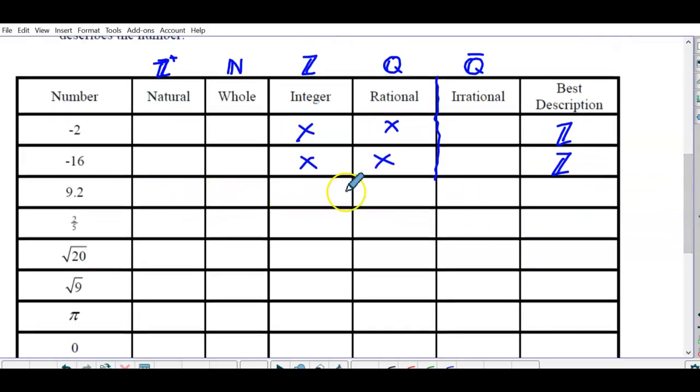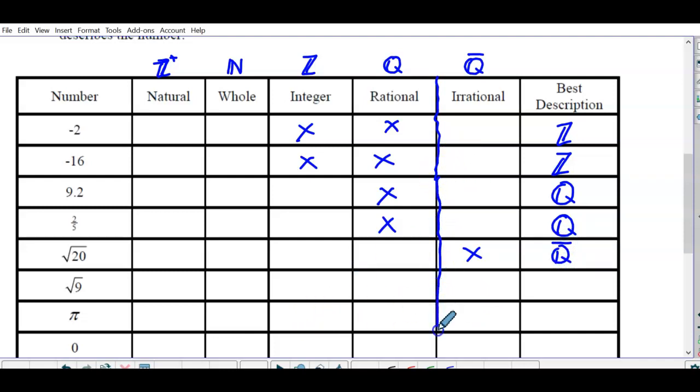9.2 is not going to fill in any of these first three because it's a decimal and it's terminating, so it's rational, and that's the best description of it. Two-thirds, again, won't be any of these first three. It's rational because it's made up of an integer numerator and denominator. Root 20, 20 is not a perfect square, so that is going to be irrational. Okay, so that's the best set.